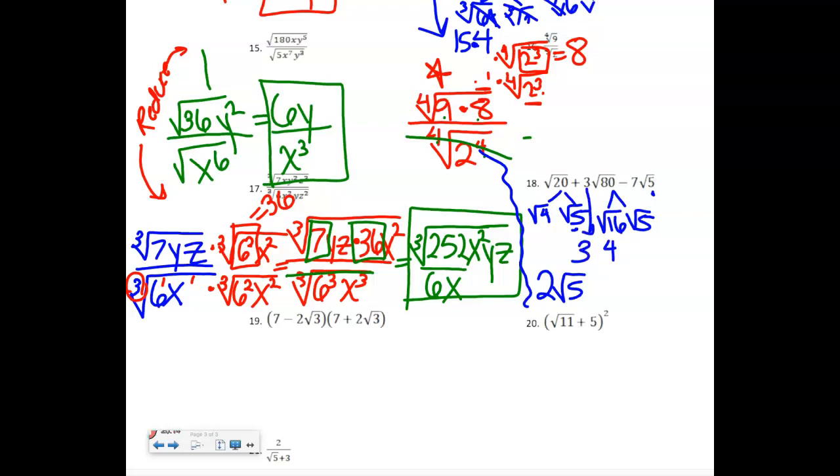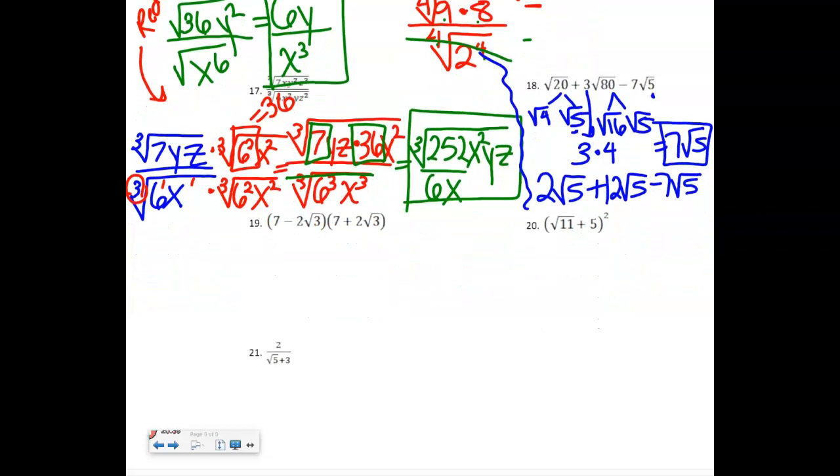So what I really have here is 3 times 4, which is going to turn into 12 square roots of 5. And then we're just going to bring this down here. So now I have 2 plus 12, which is 14, and then minus 7. So I'm going to have 7 square roots of 5. So in this one, we're combining like terms. Reminder, they need to have the same root.